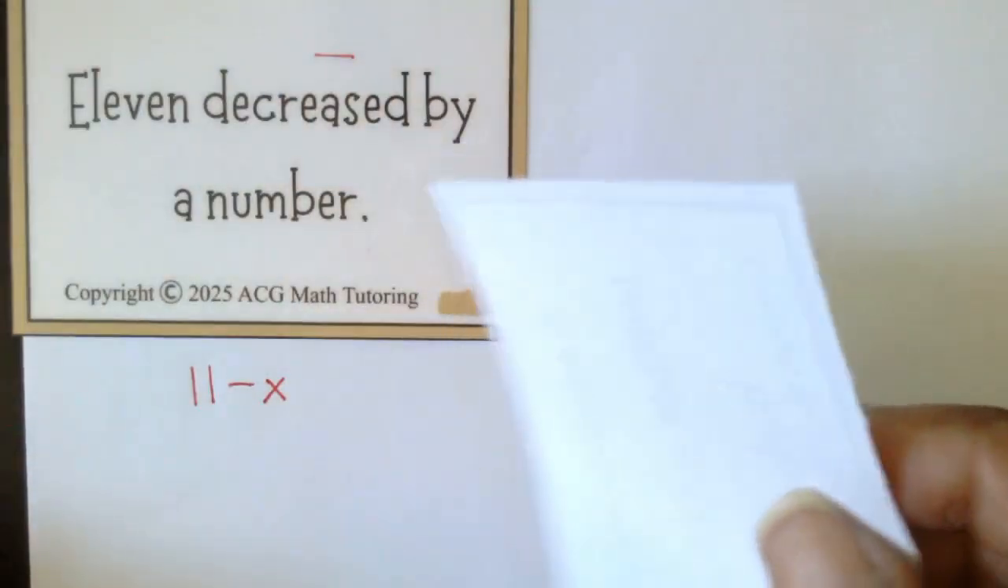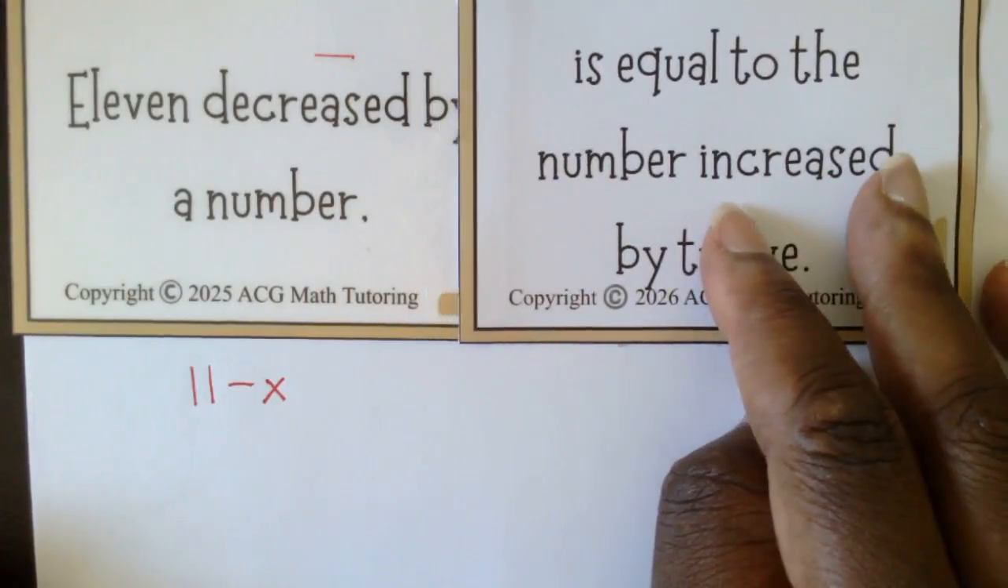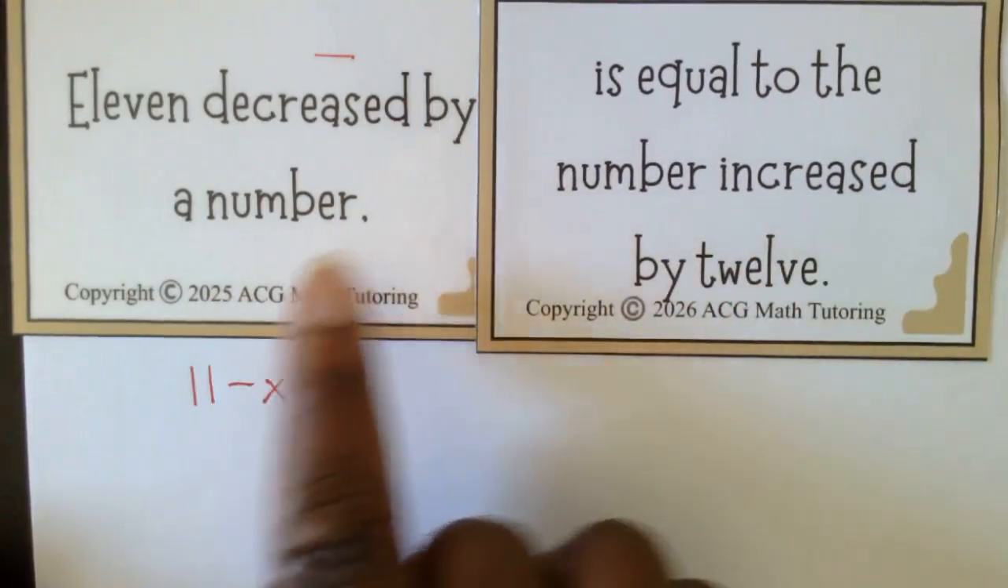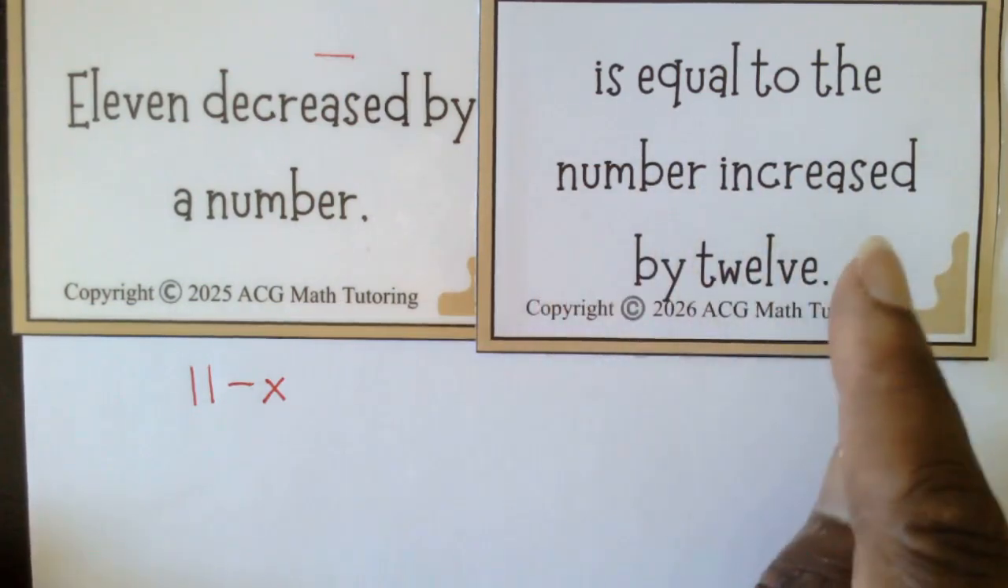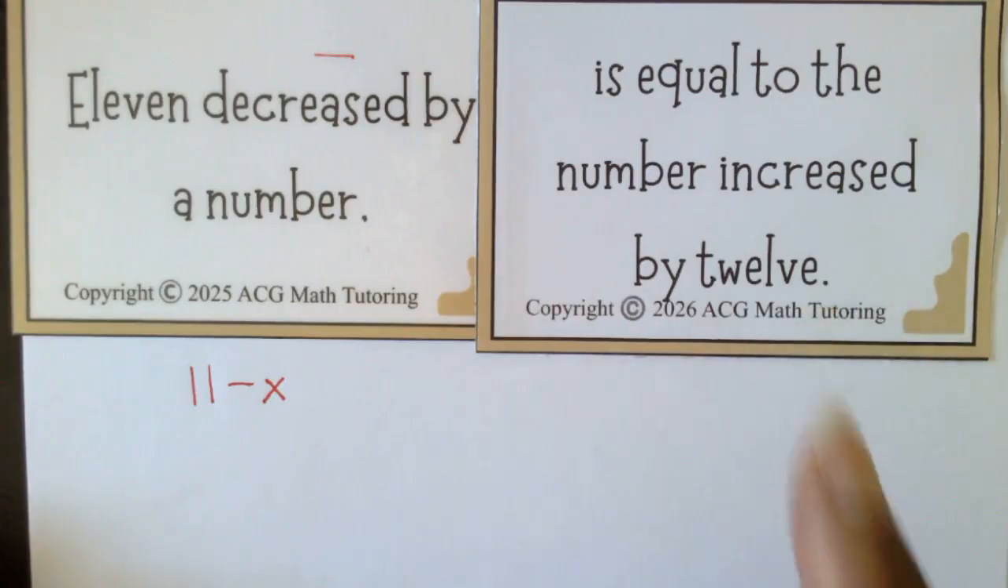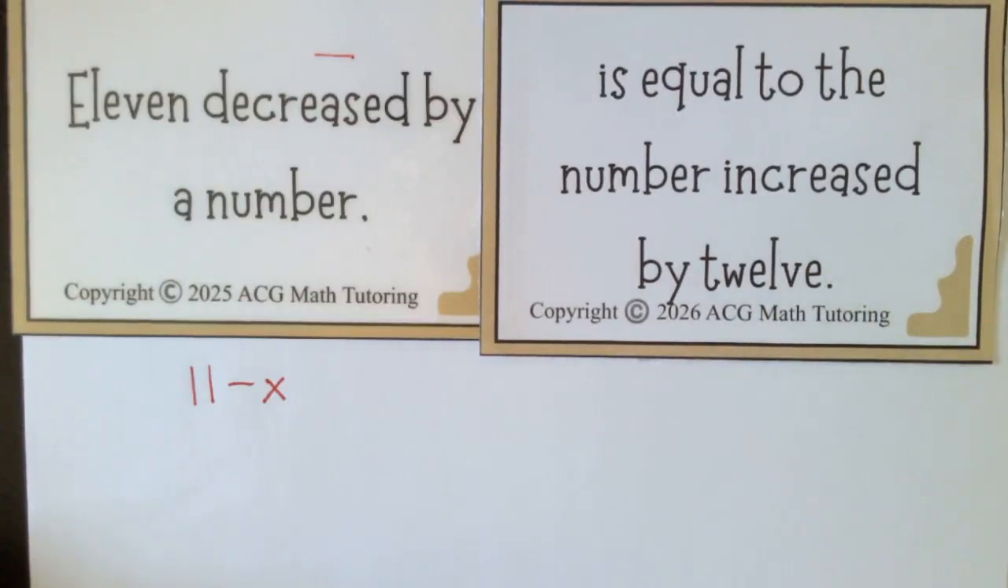Remember, so that extension is, so we have 11 decreased by a number is equal to the number increased by 12. How would I translate this? Alicia's probably like, see, told you pick 2.